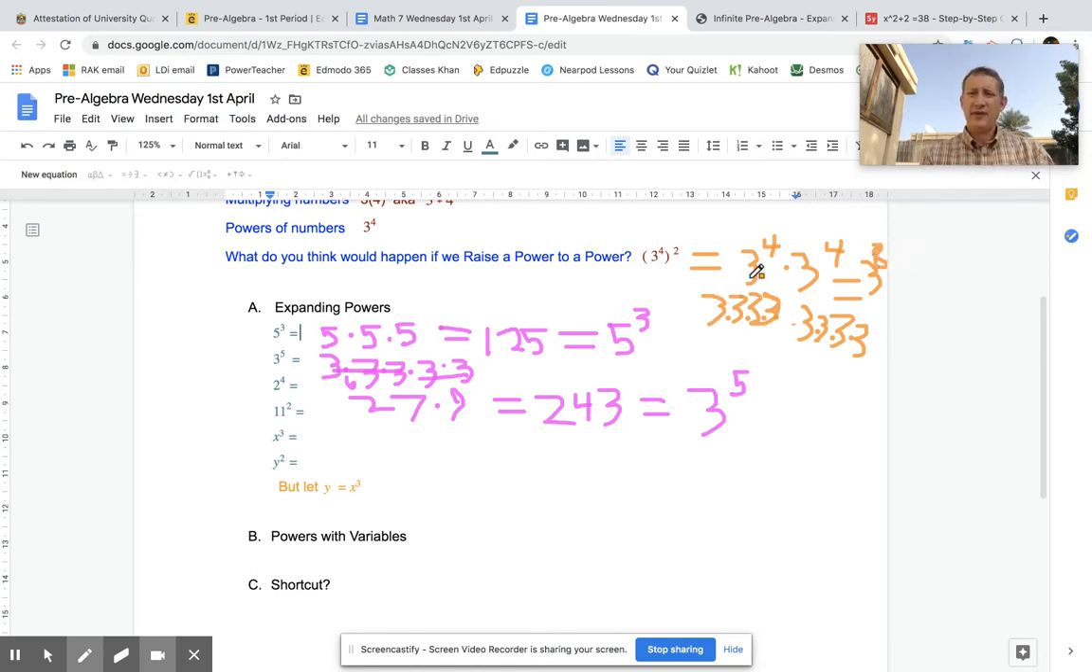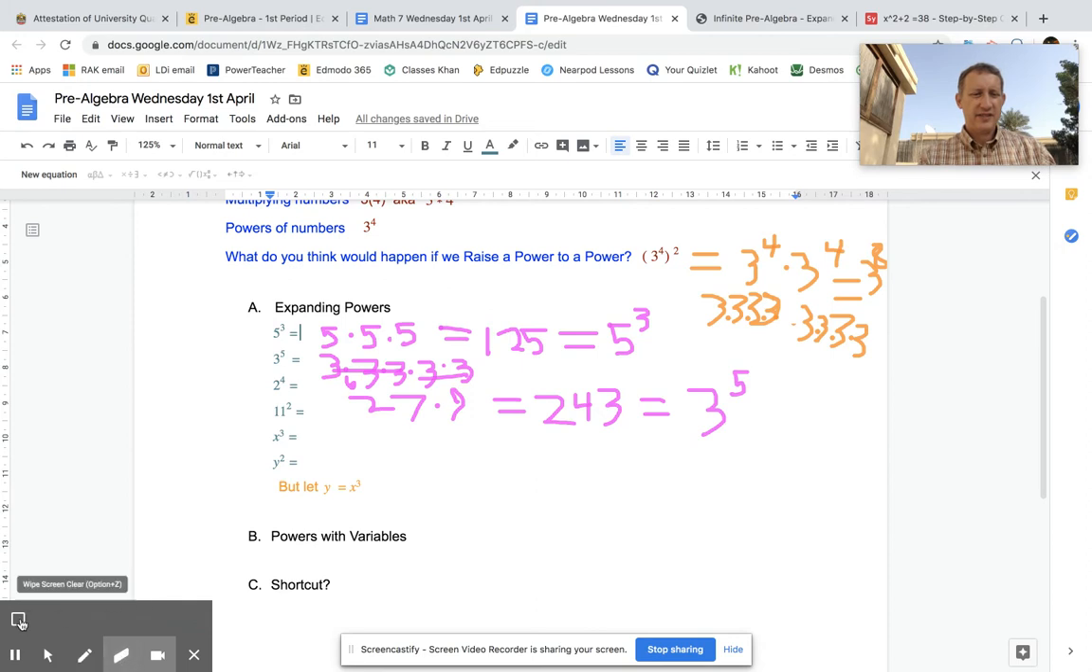Okay, 3, 3, 3, 3, 3, 3, 3, 3. That's 3 to the 4th 2 times. So 3 to the 4th raised to the 2nd power is going to equal 3 to the 8th. Okay, this is expanded out, and then this is its simplified power.